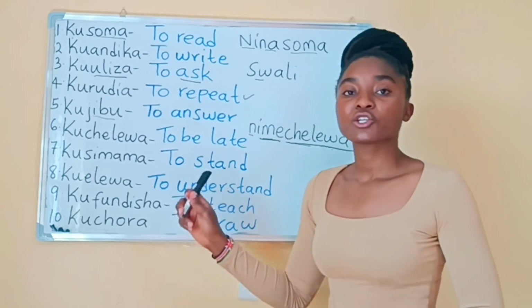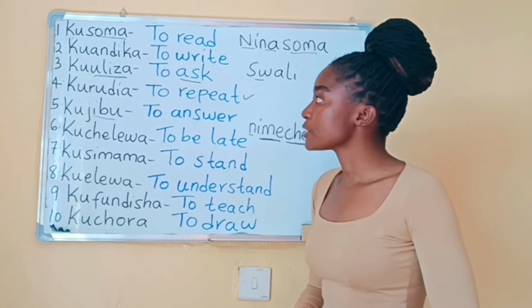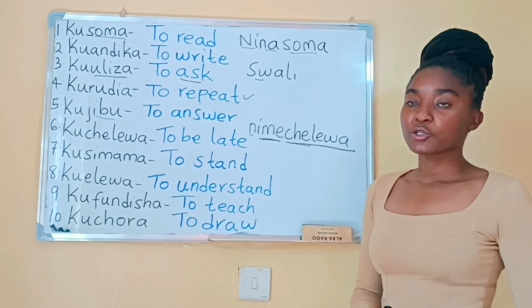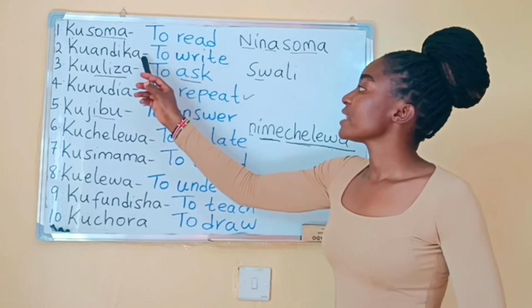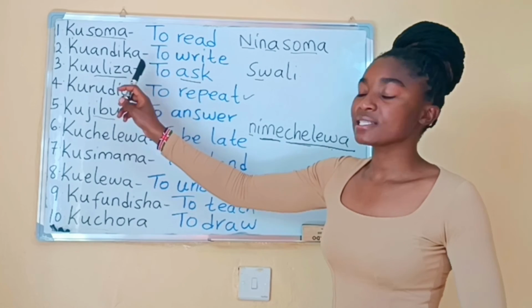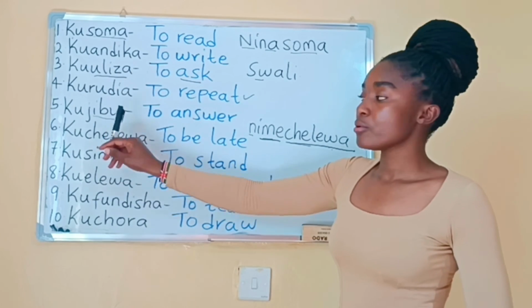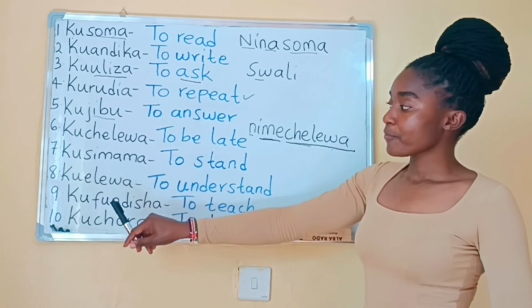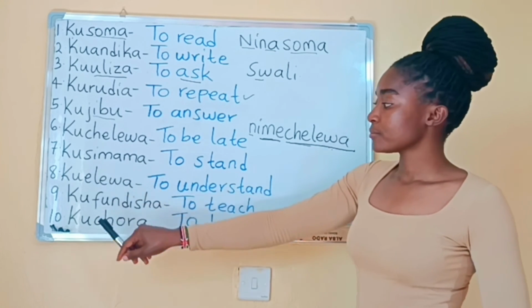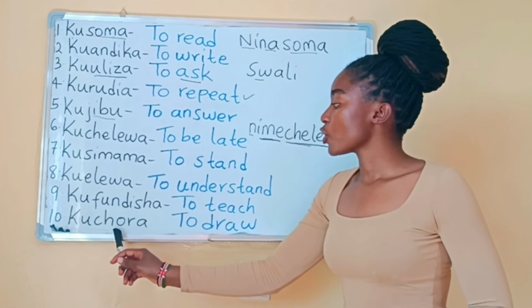Kuchora, to draw. Alright, so those are the 10 simple verbs that I wanted you to learn today. Kusoma, kuandika, kuuliza, kurudia, kujibu, kuchelewa, kusimama, kuelewa, kufundisha, and lastly, kuchora.